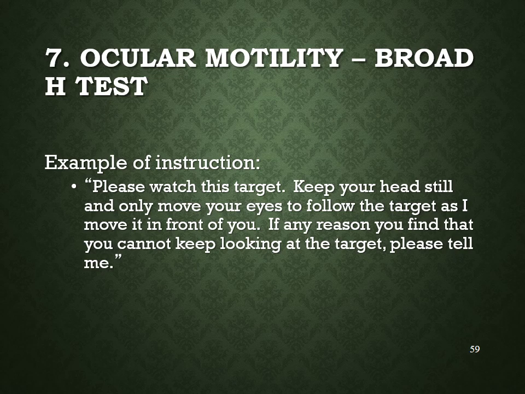Here is an example of the instruction that you can use. Please watch this target. Keep your head still and only move your eyes to follow the target as I move it in front of you. If for any reason you find that you cannot keep looking at the target, please tell me.